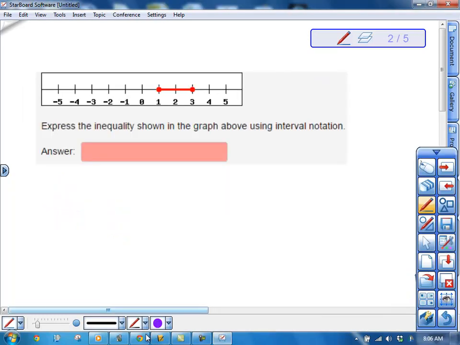I'm going to go back and do a couple more of these. I think this is 18 real quick. This is 1 to 3, so you're going to enter that in interval notation, so it'll be 1, 3, and then use the brackets on your keyboard. Not the parentheses, but the brackets.